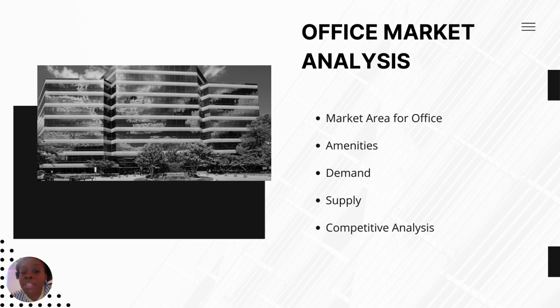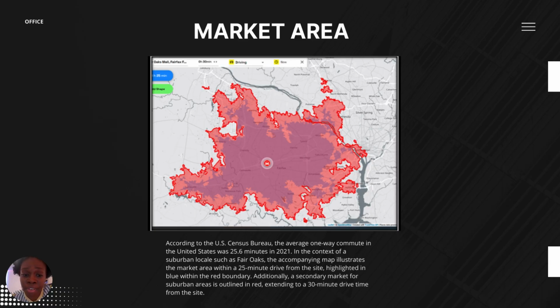So in the office market analysis, I had marked out the trade areas, the market areas for office, and the most important things were the amenities, the demand and supply, and competitive analysis.